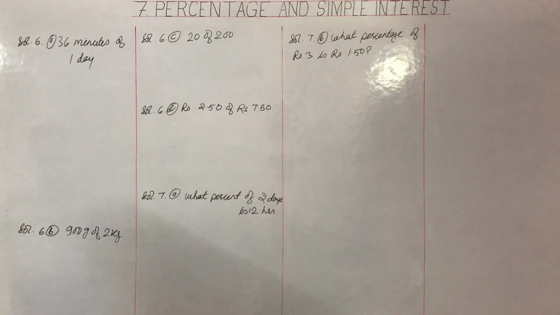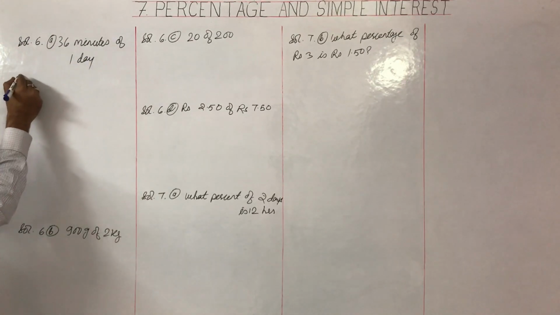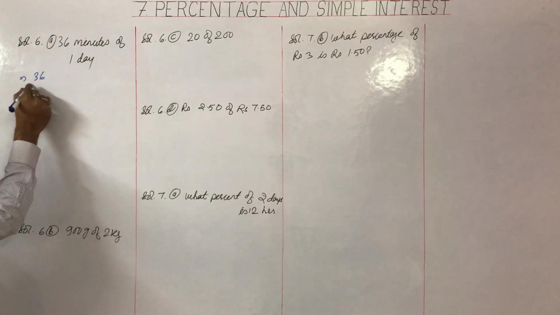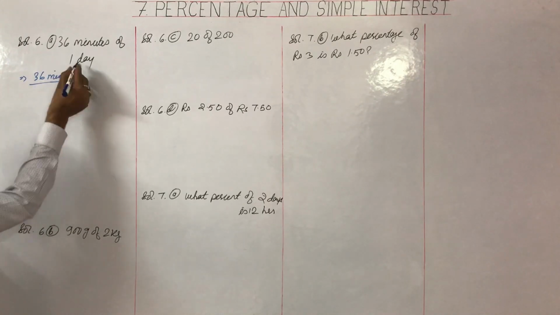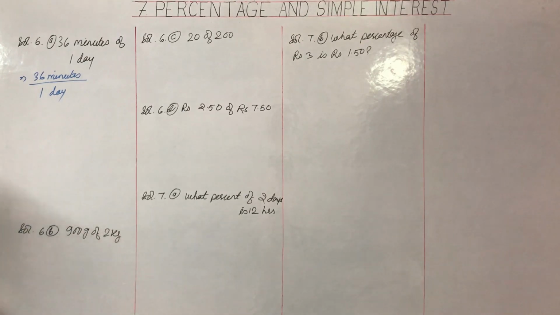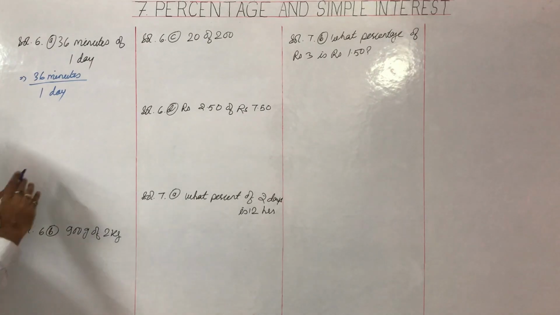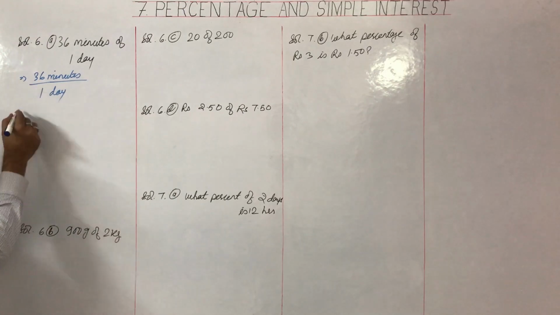Next, question number 6. What percentage of each of the following? A. 36 minutes of one day. So in this question, first of all, write 36 minutes of one day in fractional form. 36 minutes of 1 day means 36 minutes by 1 day. Okay, so this is the fraction or the ratio which is given to us. Now first of all, change days into minutes or minutes into days.